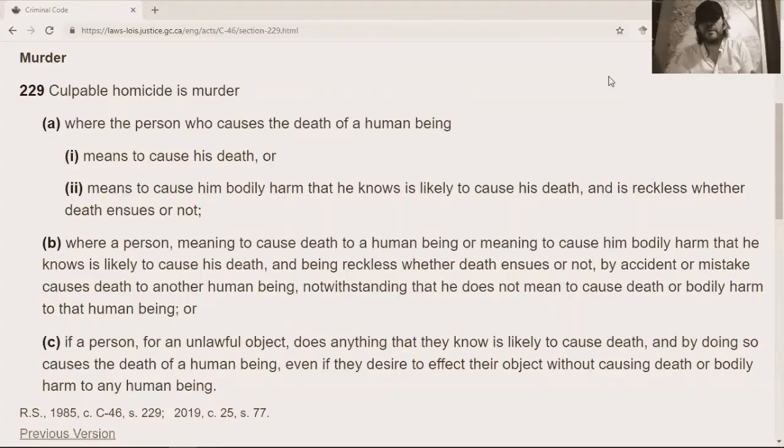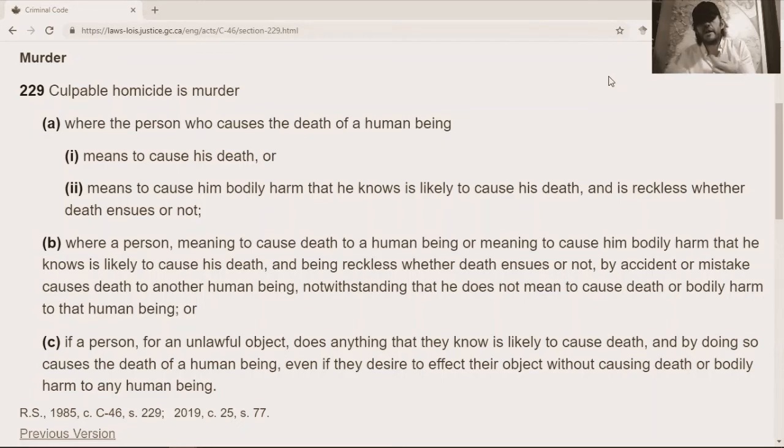Let's now turn briefly to section 229 sub B. Now, I'm not going to read that provision. I'll just point out that it is, for the most part, identical in its requirements to section 229 sub A. But where 229B applies is in cases where the intended victim is not the actual victim.